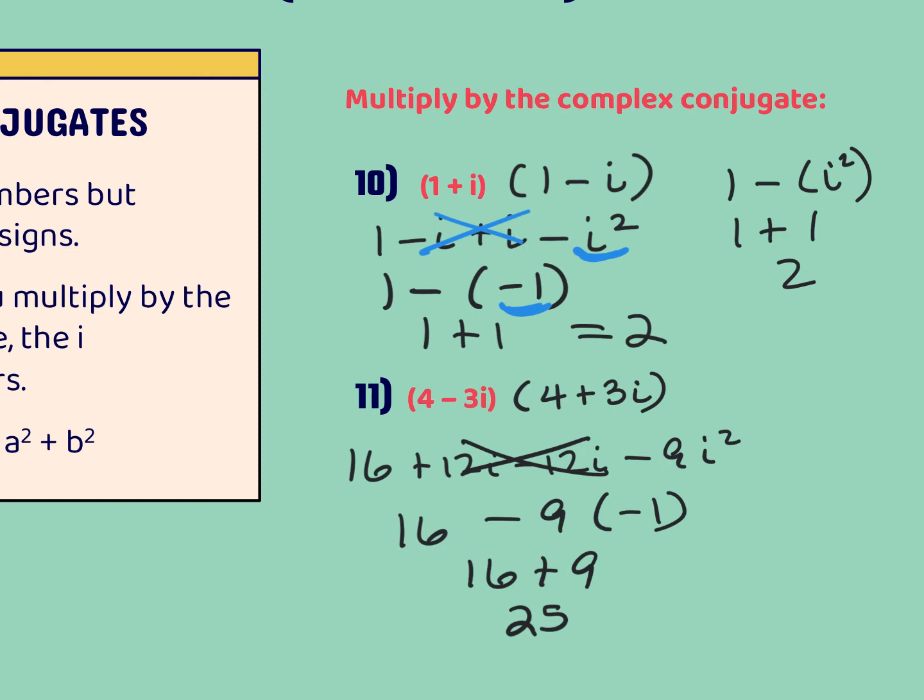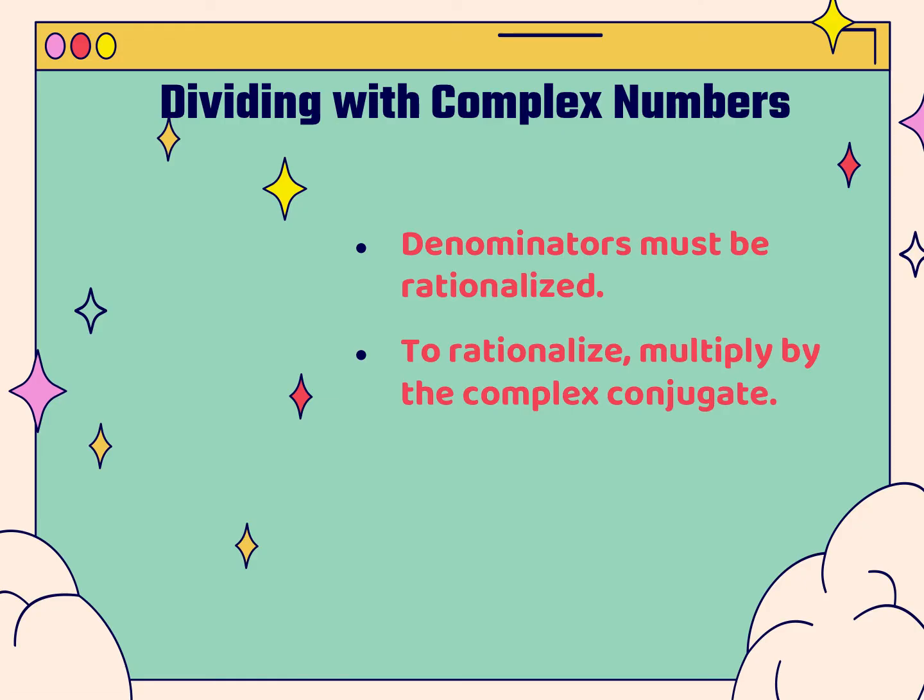All denominators must be rationalized, and the way that we'll rationalize is by multiplying by the complex conjugate. Pretty good on this slide? Yes. So when we're dividing with complex numbers, all denominators must be rationalized. In other words, we cannot leave an i in the bottom of a fraction, just like you can't leave a square root or a radical in the bottom of a fraction. So to rationalize, we're going to multiply by the complex conjugate.